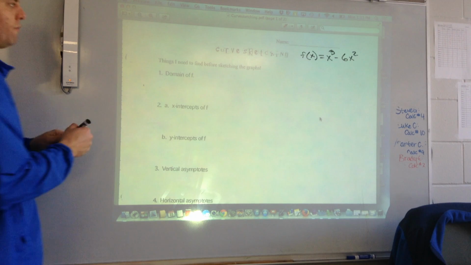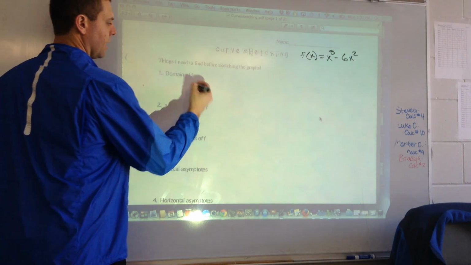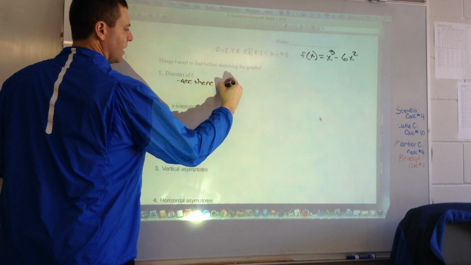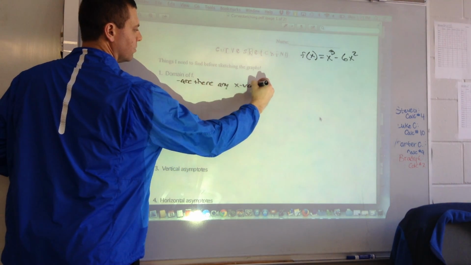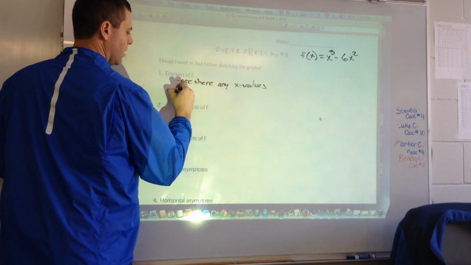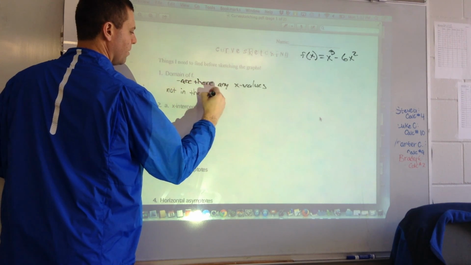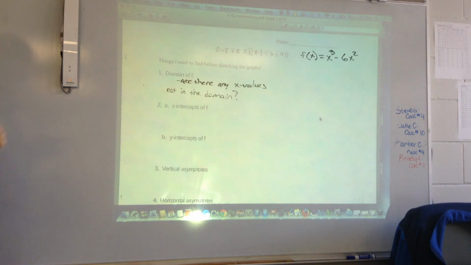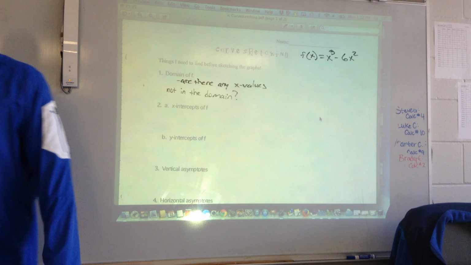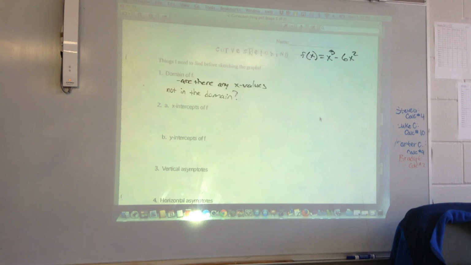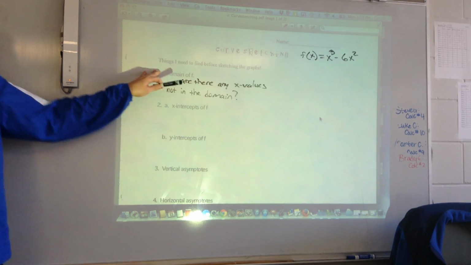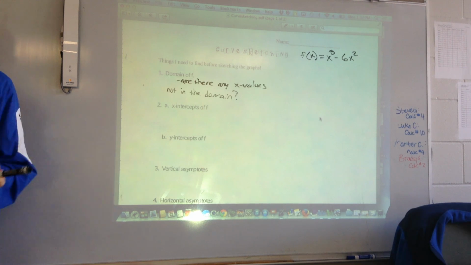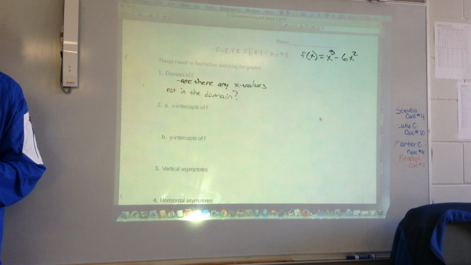But the domain of F, here's what you really need to think: are there any x values not in the domain? And if so, make sure you're aware of that. So when I ask you to find the domain of F, really what I'm asking you to think about is, are there any x values that would not be in the domain and therefore impact what the graph of this function would look like?